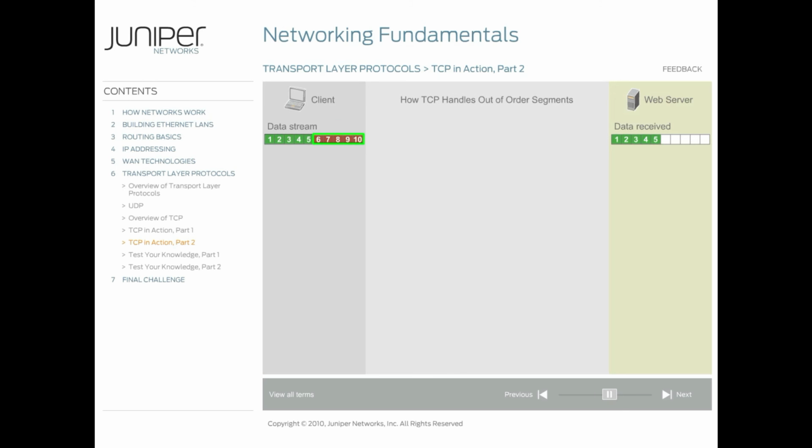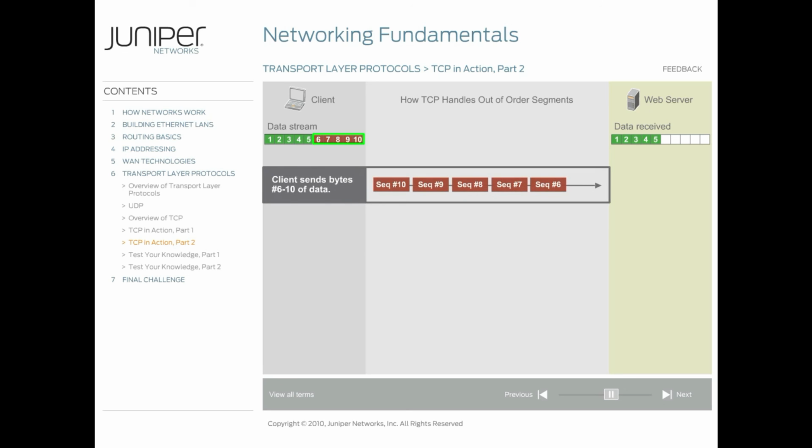Now that we know about the sliding window technique, let's see how TCP handles out-of-order segments. Remember that each byte of data has an associated sequence number that can be used to put segments back in the proper order. Let's say the client just sent bytes 6 through 10. Due to network issues, they arrived out of order at the server. Not a problem. The server uses the sequence numbers to put the data back into the correct order.